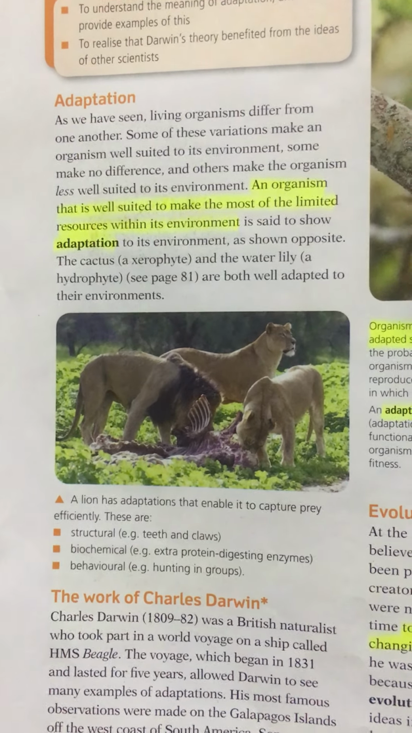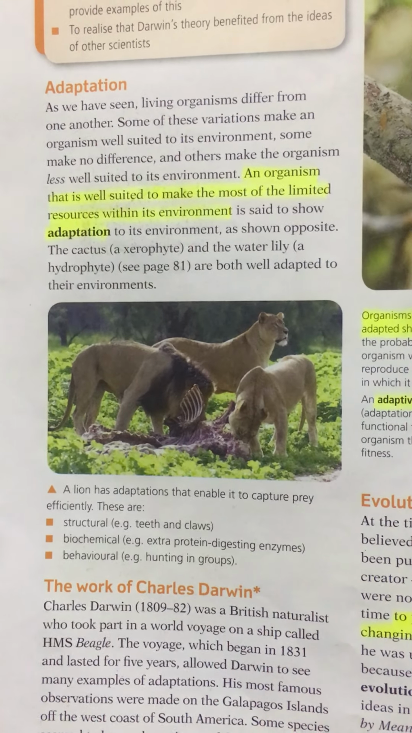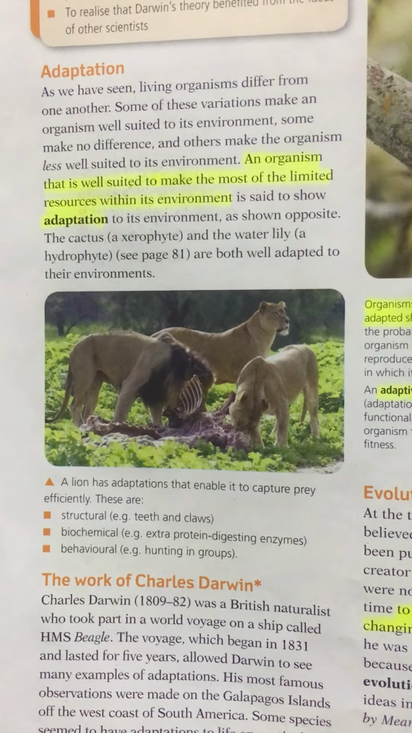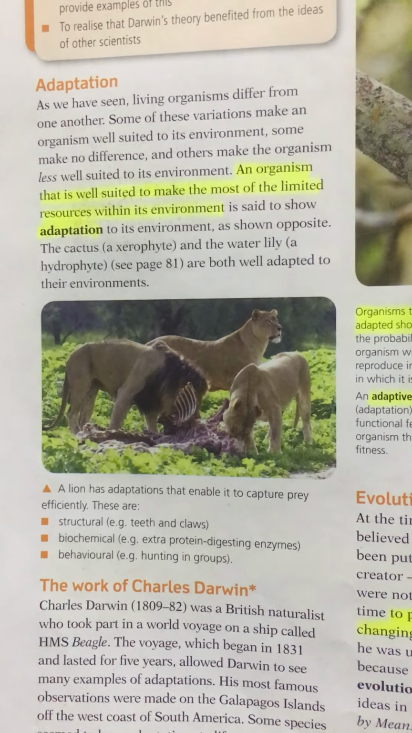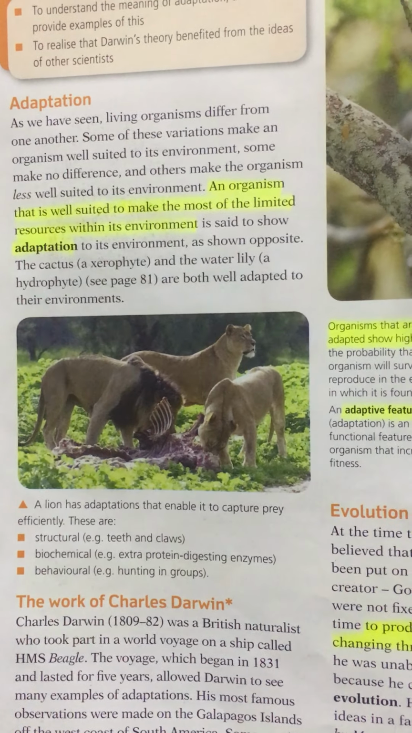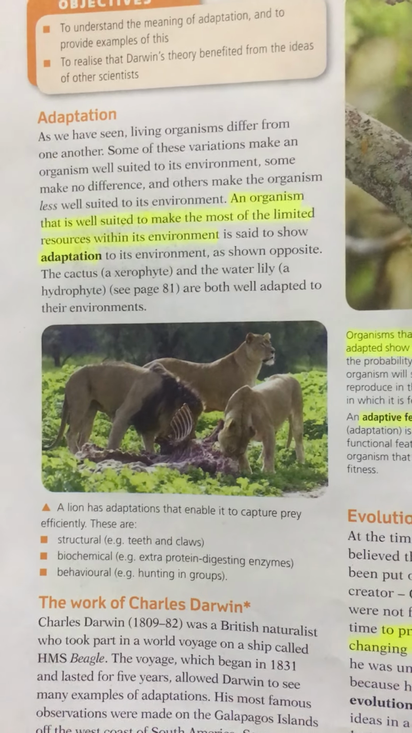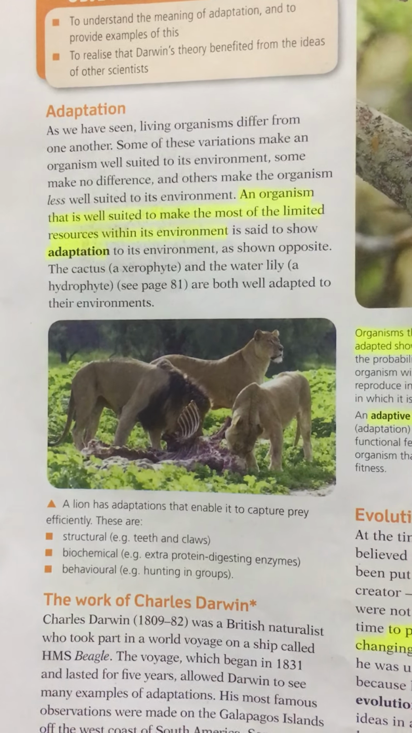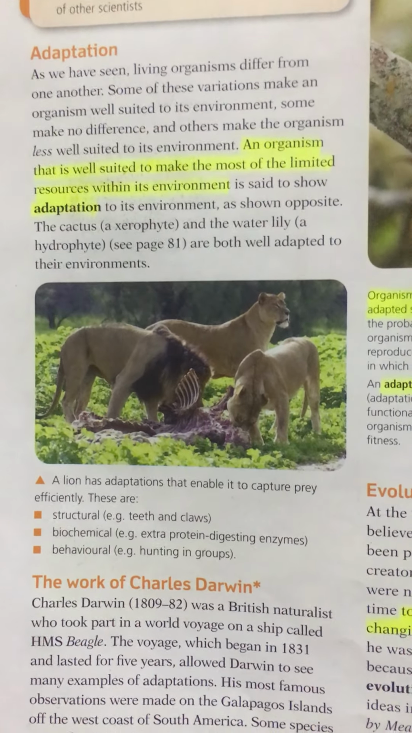Okay, now we already studied two examples of adaptation before, which are the cactus, and we said that cactus can live in hot environments, and also water lily can live in aquatic environments. So because cactus can live there and water lily can live in aquatic environments, they are adapted to live there. Now, what about lion?